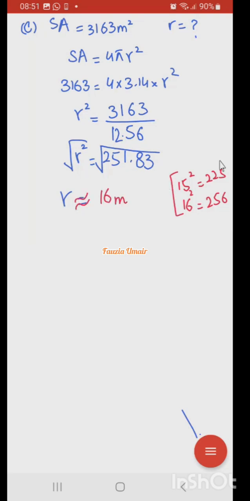We need to find out the approximated answer because we are not allowed to use a calculator in the paper, right? So we will see which square number is closer to this answer and we will find out the answer, right? So this is the answer of C part, 16 meter. Now moving on to D part of this question.